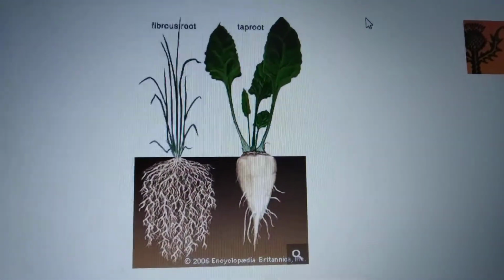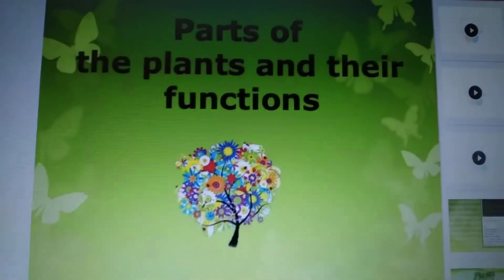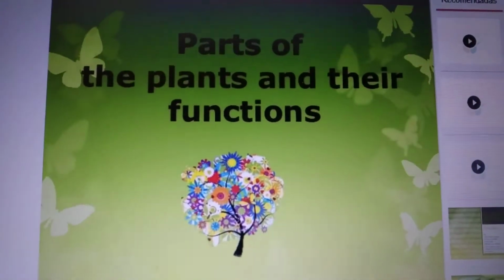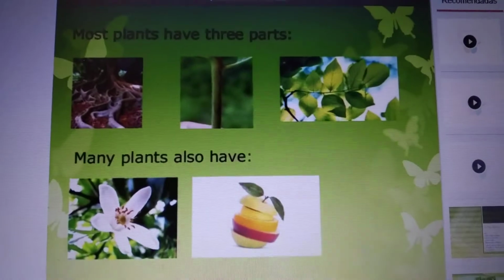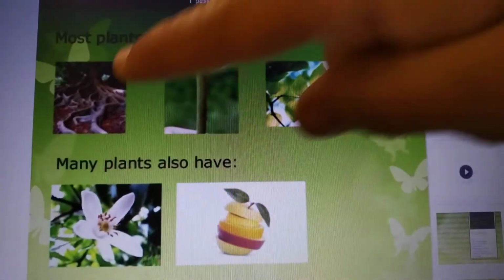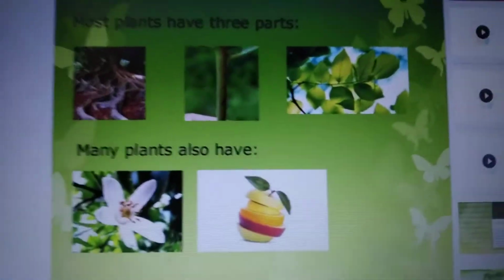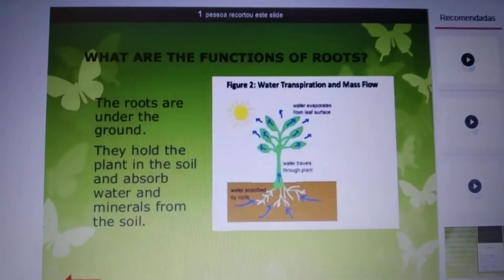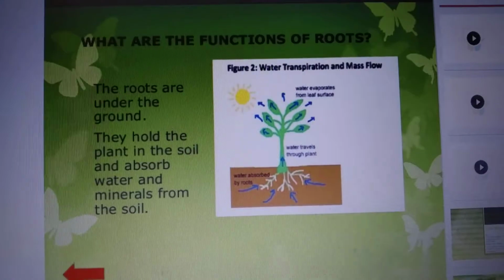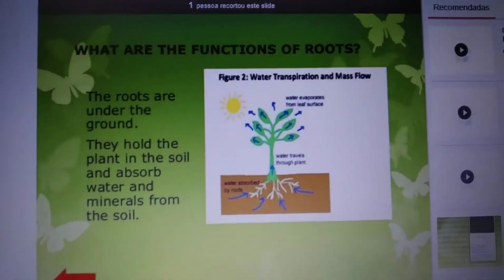Next, today we are going to discuss the functions of the roots. Functions of the roots, children. What are the functions of the roots? See children, most of the plants have three parts: roots, stem, leaves. And after that we will get flowers, buds, fruits. Okay children, next. What are the functions of the roots? Roots will help the plants to firmly attach to the soil. So without roots, plants will fall over.